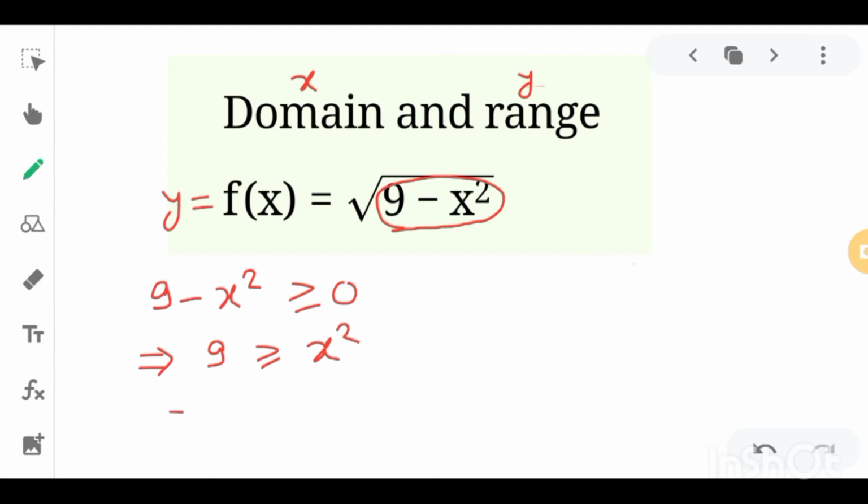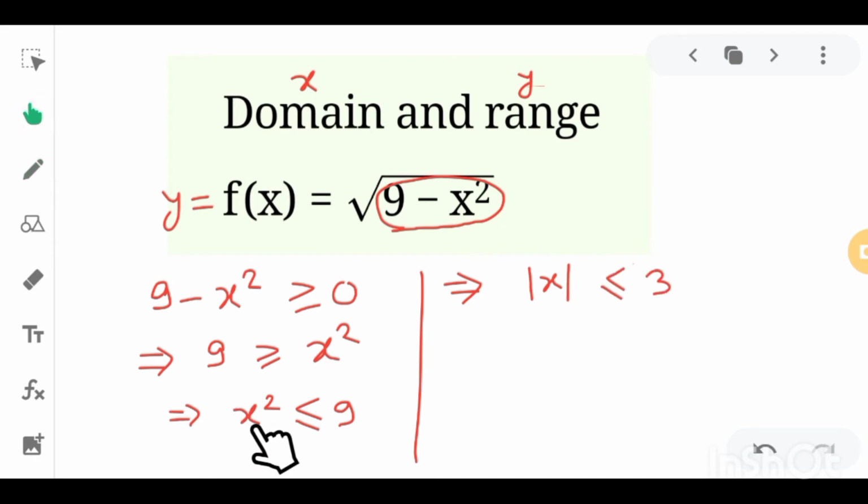Correct? Or I can write x square less than or equal to 9, the same thing, no issue, both are the same. And since x square is less than or equal to 9, mod x will be less than or equal to 3. When you take the square root of x square, you will get mod x. Correct? So since mod of x is less than or equal to 3, the x value will lie between minus 3 to 3. Correct? So this is the possible value of x, minus 3 to 3.